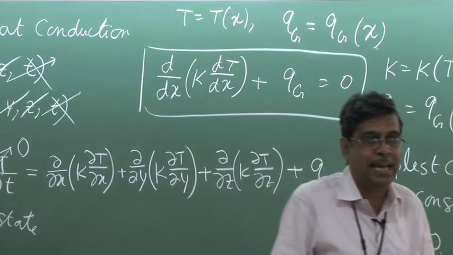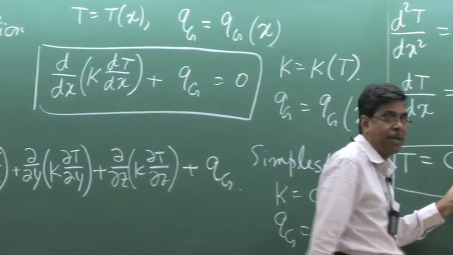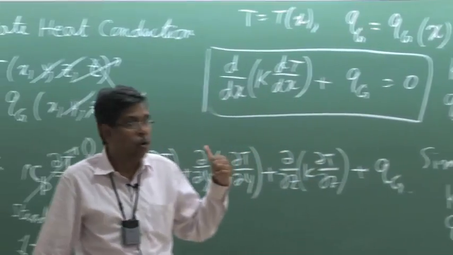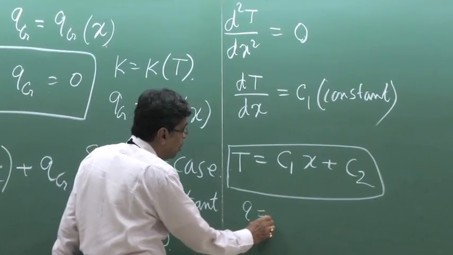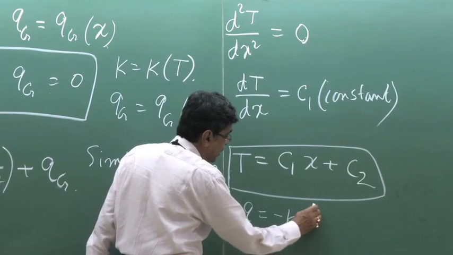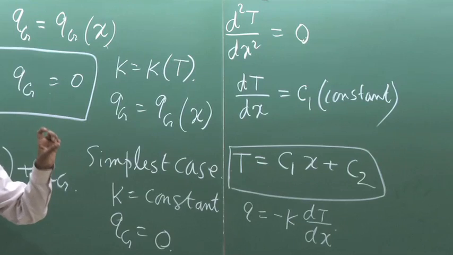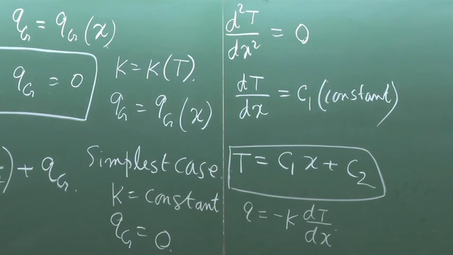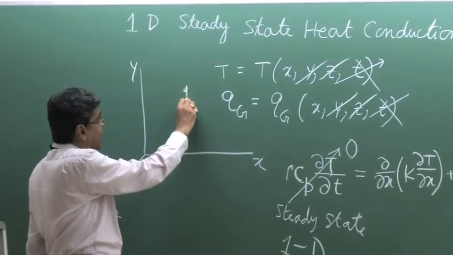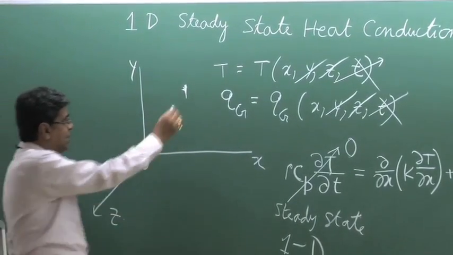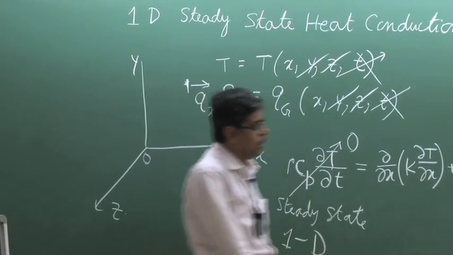But here is a catch, again I am telling you, here we always assume the area is not coming into this equation. That means when we try to find out the heat flux, q is equal to minus k dT/dx. At any point, heat flux means the heat flow per unit area normal to the direction of heat flow. That means normal to this x direction.